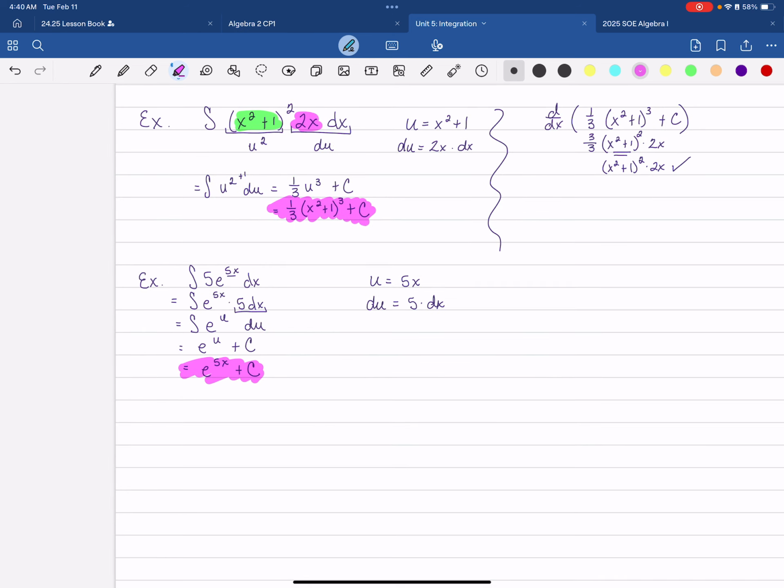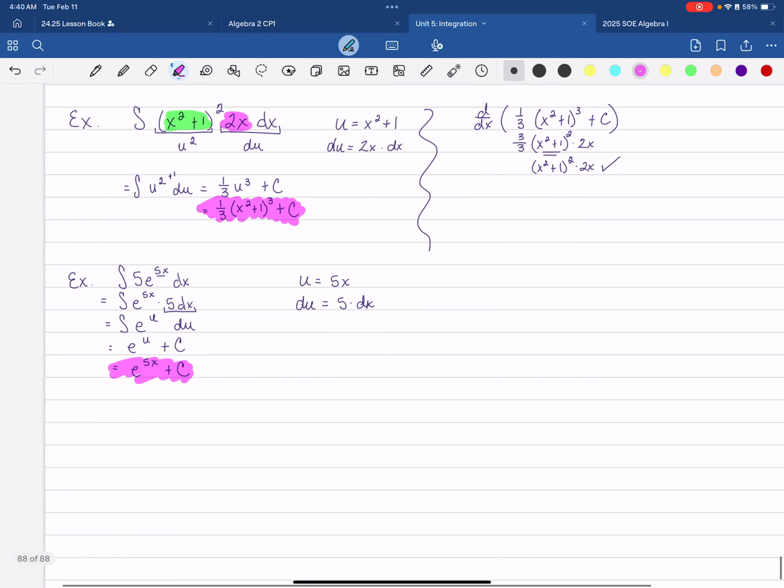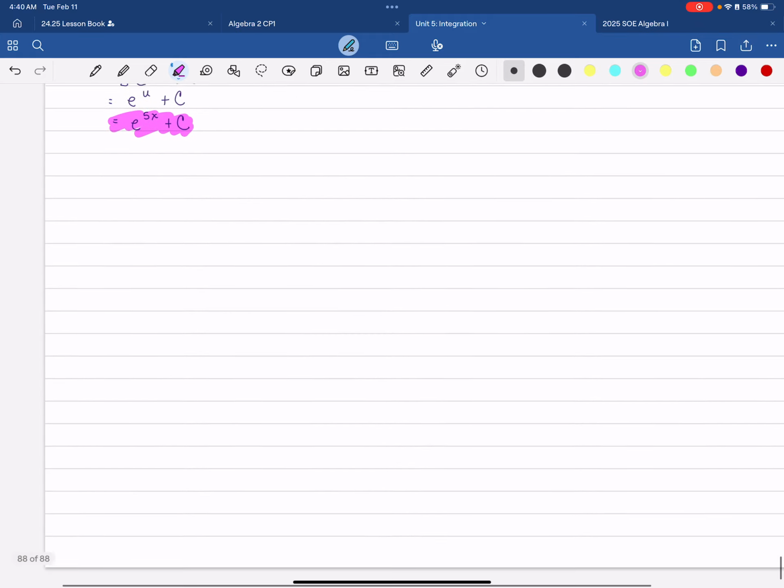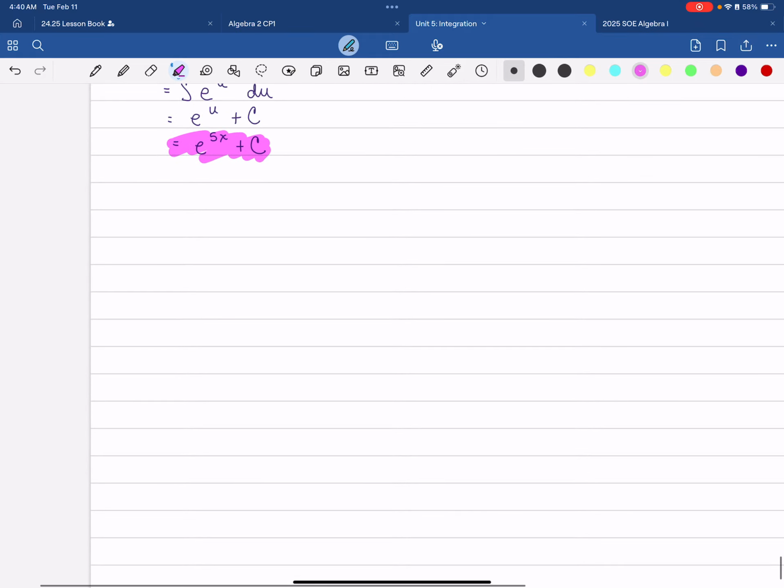Sometimes we have to do a little bit of work to get where we want to be. So let me go to a new page. So let's try this one. We have the integral of x times (x squared plus 1) all squared dx.